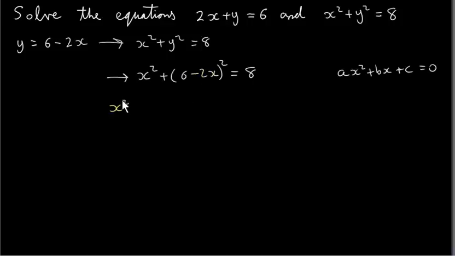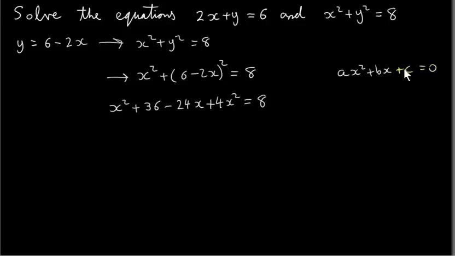So we get x squared plus 6 squared, which is 36. Multiply 6 by minus 2x and double. That's minus 12x times 2, or minus 24x. Then we square the second term. Minus 2x times minus 2x is plus 4x squared.